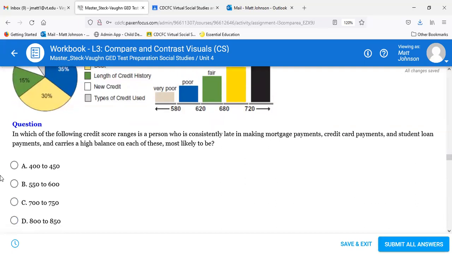Yes. In which of the following credit score ranges is a person who is consistently late in making mortgage payments, credit card payments, and student loan payments, and carries a high balance on each of these, most likely to be? A, 400 to 450. B, 550 to 600. C, 700 to 750. D, 800 to 850.